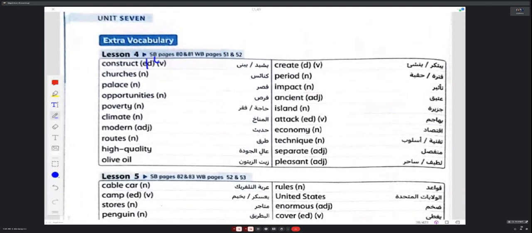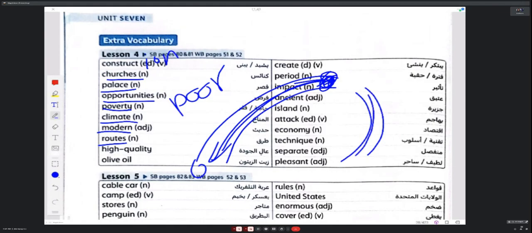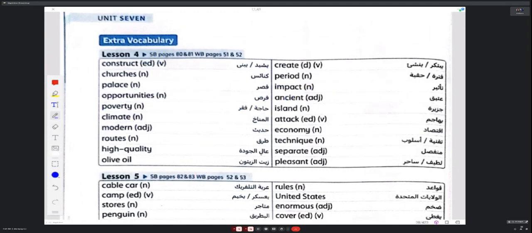Construct. Construction. Churches. Palace. Opportunities. Poverty, the noun of poor. Climate. Modern. Route. Route: the way ships take to go from a port to another. So it is a route. A route may be on the land, a route to go to places.